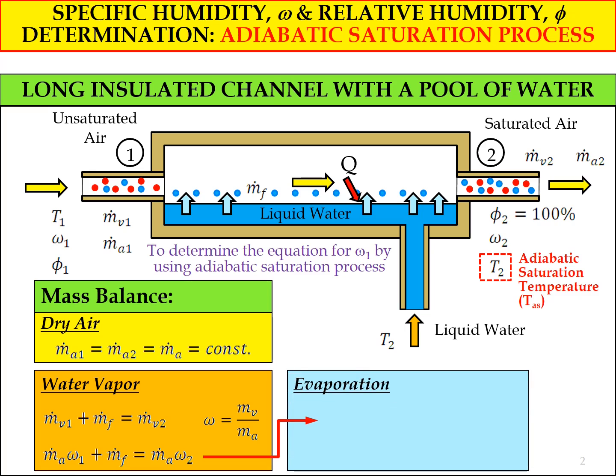So for the evaporation process, if we rearrange this, what I call the second mass balance equation for water vapor, we will get the formula for the additional mass flow rate of water vapor during the evaporation process, where mf dot equals ma dot multiplied by omega 2 minus omega 1. Okay, so these are the equations that are involved during the adiabatic saturation process.